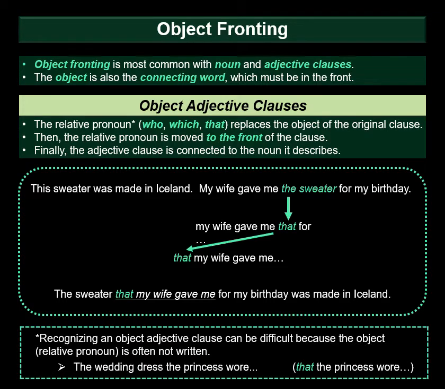Now, recognizing an object-adjective clause can be difficult because the object relative pronoun is often not written. For example, the wedding dress the princess wore. The object that the princess wore is reduced out. It's not necessary, so you can eliminate it. So be careful of this.